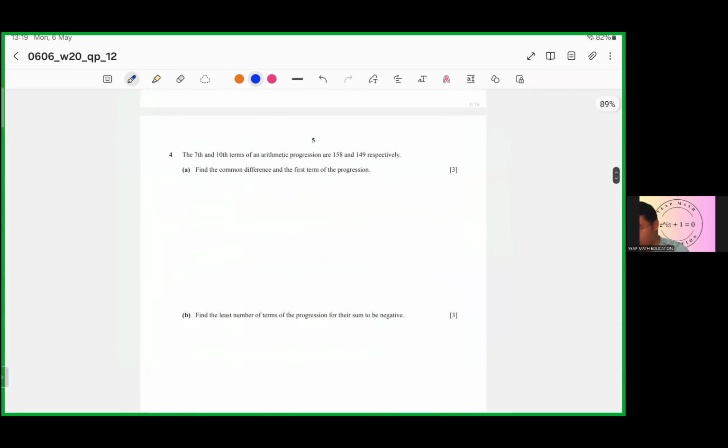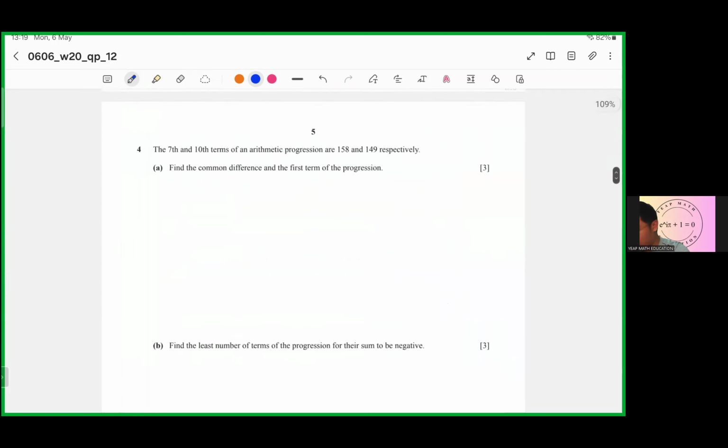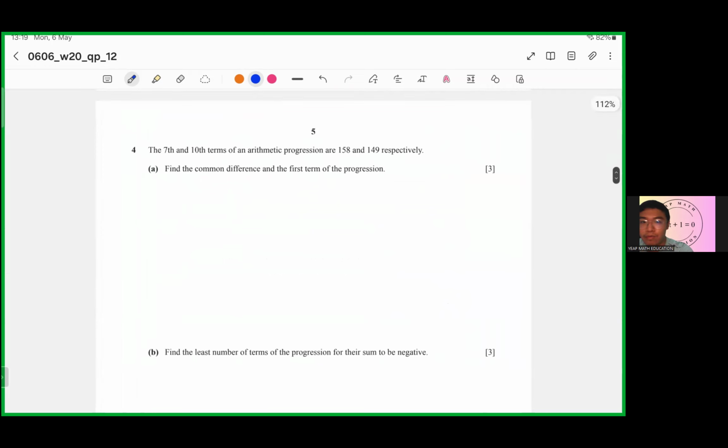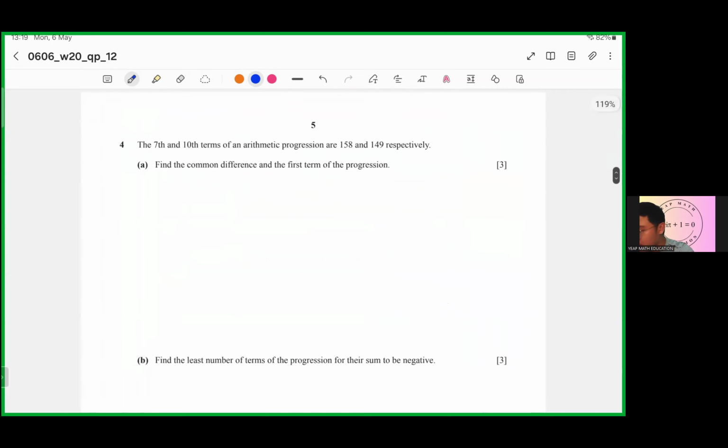Now we look at question 4. The 7th and 10th terms of an arithmetic progression are 158 and 149 respectively. Find the common difference and the first term of the progression. It means you need to make equations and then solve linear simultaneous equations. We can write U7 equals 158, and U10 equals 149. So we will get a plus 6d equals 158, and a plus 9d equals 149.